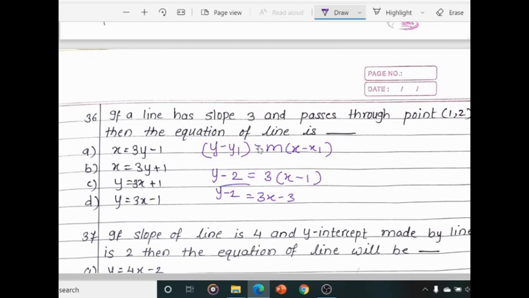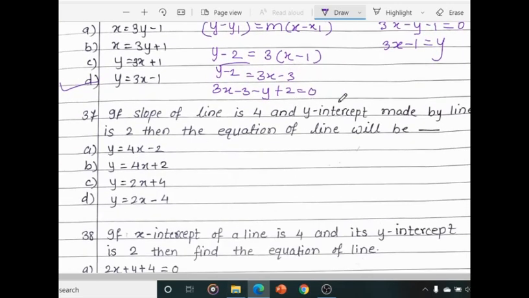So take all these things to this side: 3x minus 3 minus y plus 2 is equal to 0. So 3x minus y minus 1 is equal to 0. Take this y to this side. So we get 3x minus 1 is equal to y. 3x minus 1 is equal to y is the required equation.